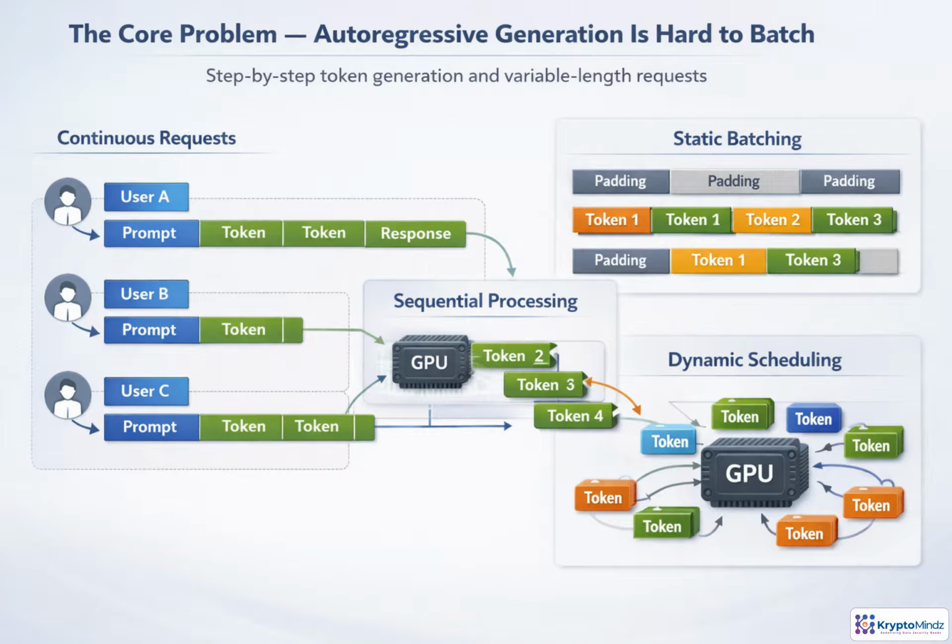The goal is continuous batching. When a request is ready for its next token, the scheduler can feed it to the GPU, keeping throughput high without making users coordinate timing.